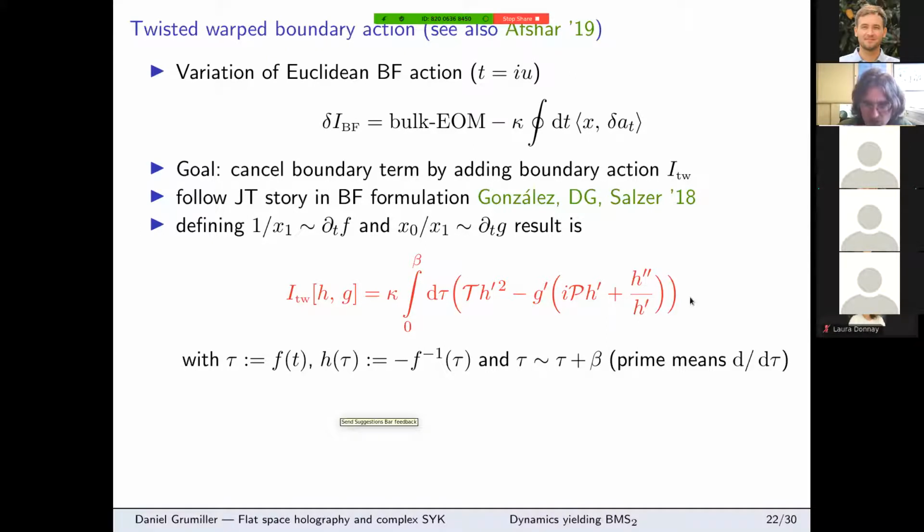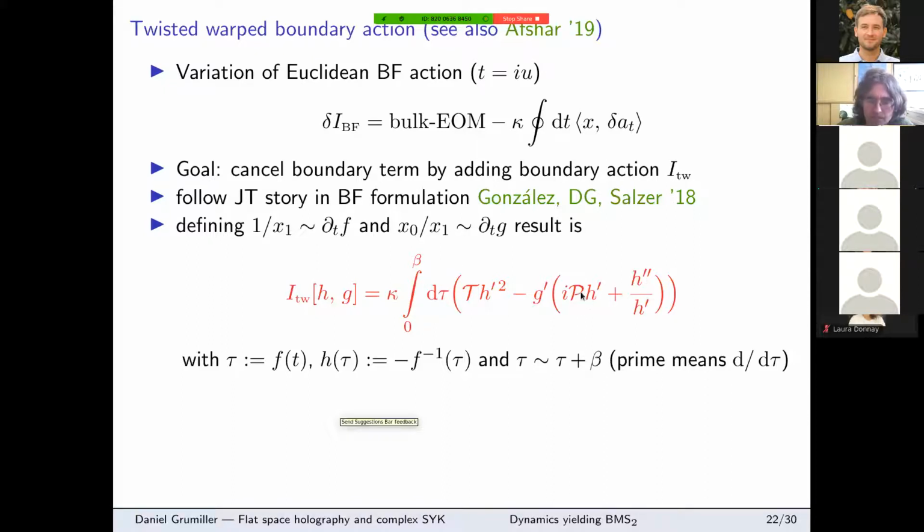You get a boundary action. It's a one-dimensional action that depends functionally on two fields, H and G. H you can interpret as a time regularization field, and G is a phase field. And we're integrating over one cycle. So we're assuming here now that we're on the disk. So we have periodicity beta, where beta you can interpret as the inverse temperature. Prime here means derivatives with respect to tau. Kappa is again the same coupling constant as before.